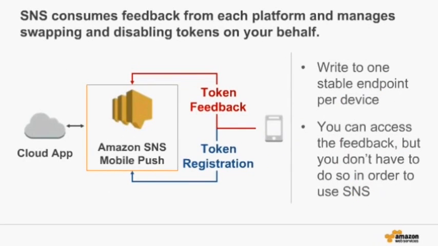We've also simplified the token feedback and management process so that you don't need to worry about it anymore. SNS consumes the token feedback from Apple and Google and Kindle Fire's push notification platforms, so that if there is an update to the token for a particular device, we either proactively disable that token or swap the token. And you don't need to worry about it. You are left with a single stable endpoint that you can send notifications to without worrying that your future notifications may become delayed or blocked entirely.